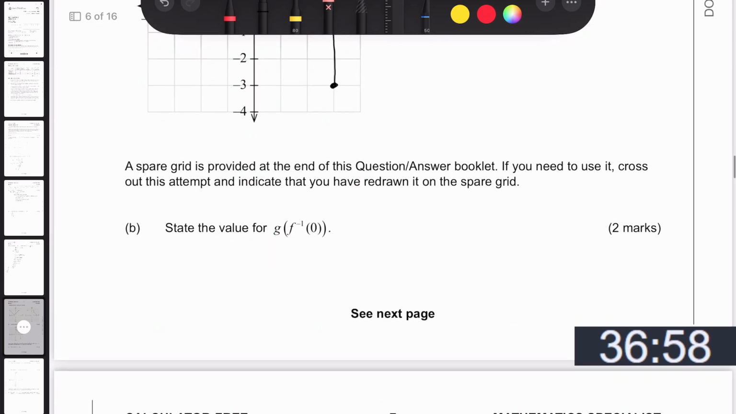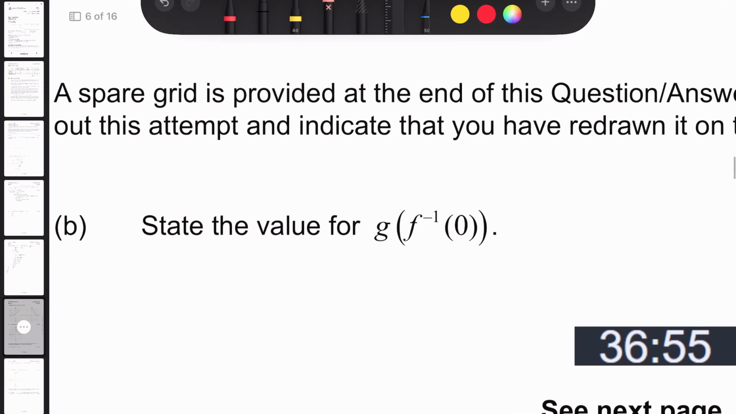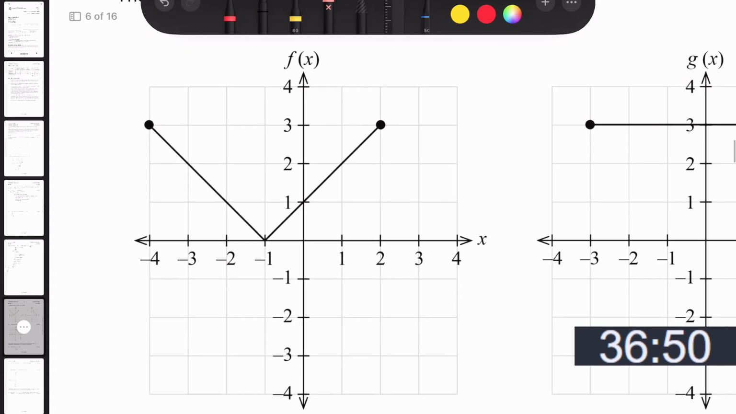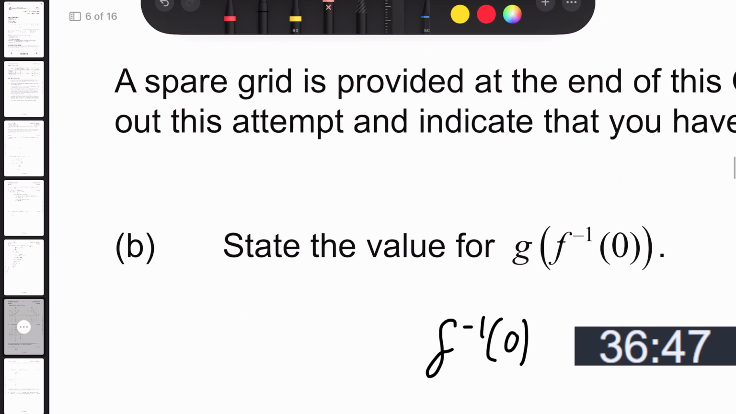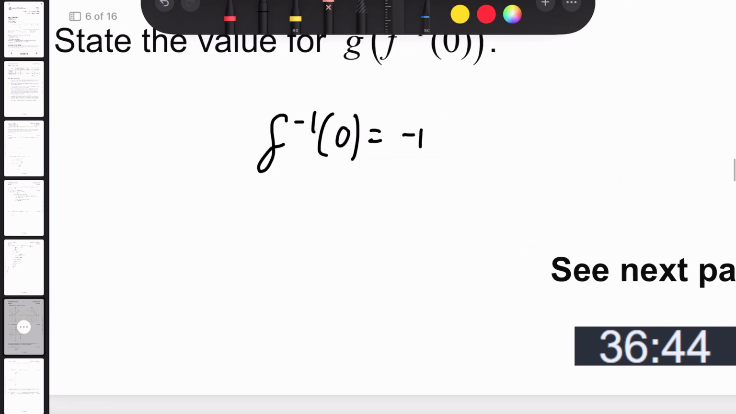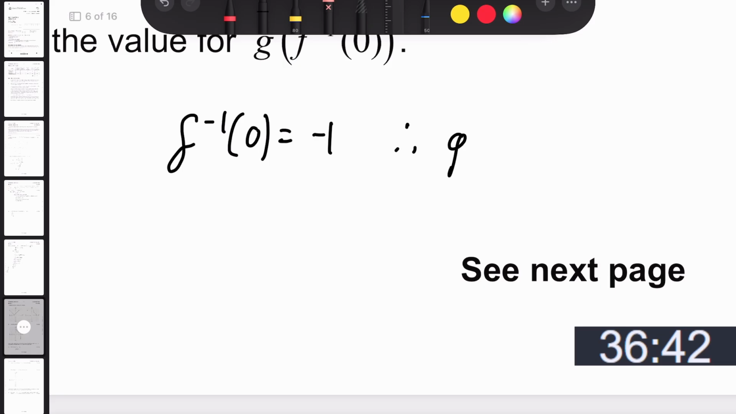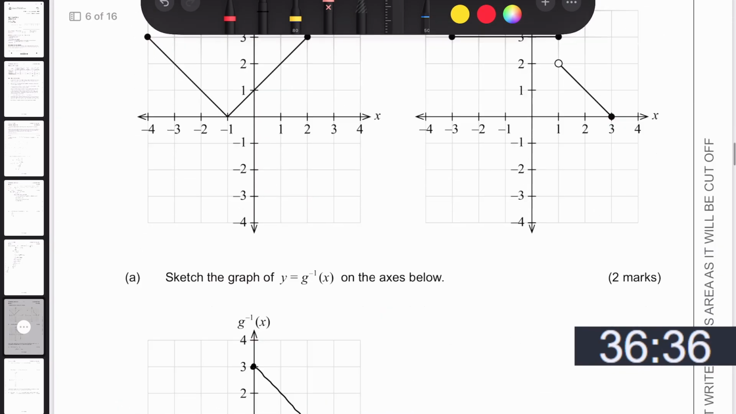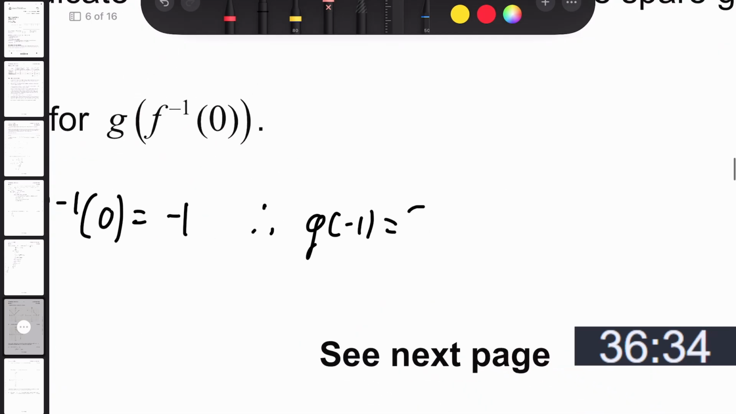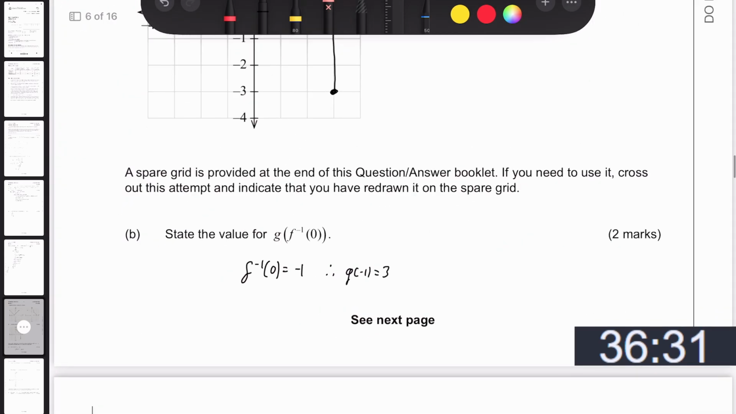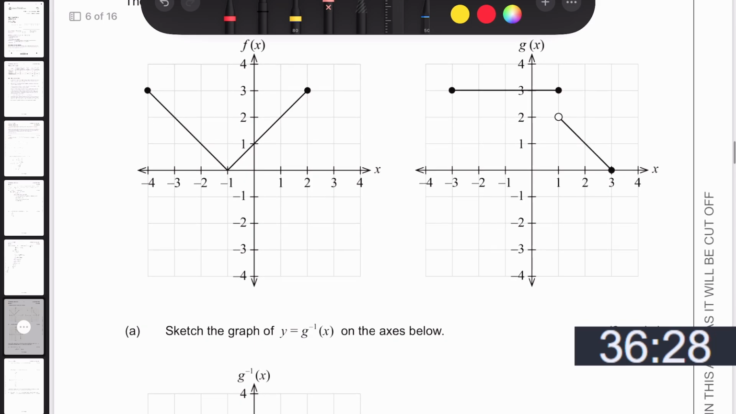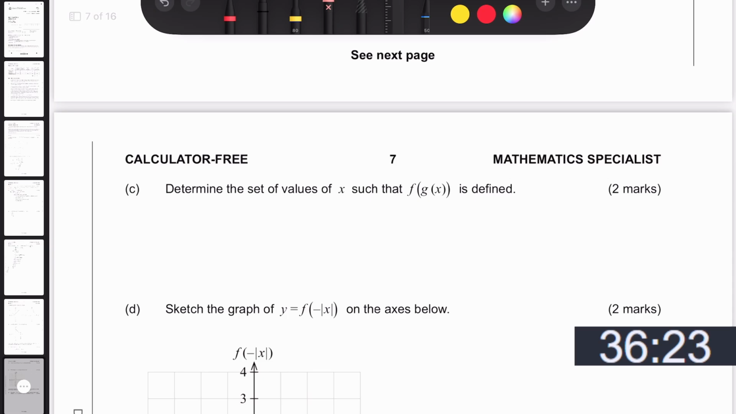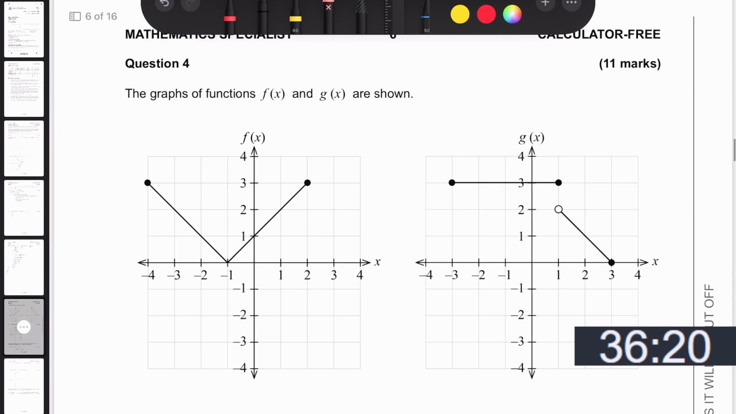Okay. So I go to state the value of g of f inverse of 0. So f inverse of 0. So I want to find the y value, 0. It's going to be negative 1. Negative 1. Therefore, g of negative 1 is 3. Okay. Determine the set of values such that f of g of x is defined.